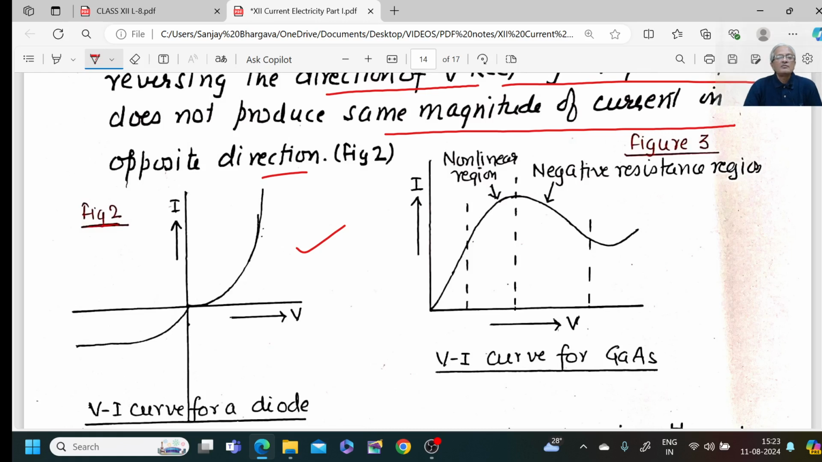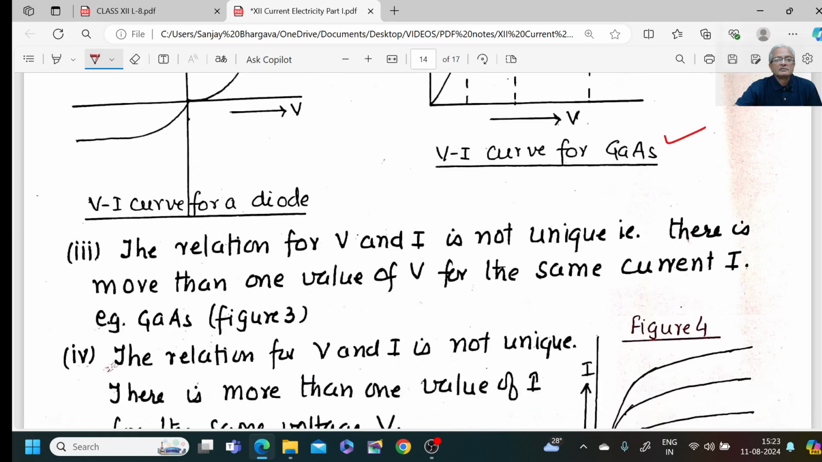VI curve for gallium arsenide. Just see, it has different regions. It has a non-linear region here. It has a negative resistance region here. Initially it's more like a linear curve, then it has non-linearity and the slope starts decreasing. So we have a different type of VI curve for gallium arsenide. The relation for V and I is not unique. There is more than one value of V for the same current I. Example, gallium arsenide.